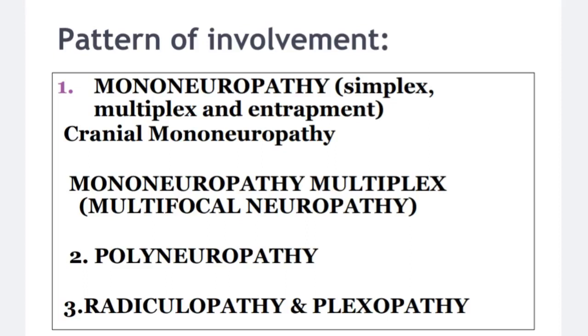Polyneuropathy refers to symmetrical simultaneous involvement of various nerves, and the glove and stocking pattern is the example. And finally, radiculopathy and plexopathy.